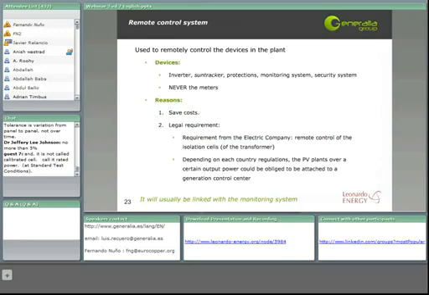The main devices that can be remotely controlled are the inverters, the sun trackers and the protections. Some other elements that can be controlled remotely but that may not increase the benefits from our solar PV facility are the monitoring system and the security system. It is important to notice that the meters can never be controlled remotely.